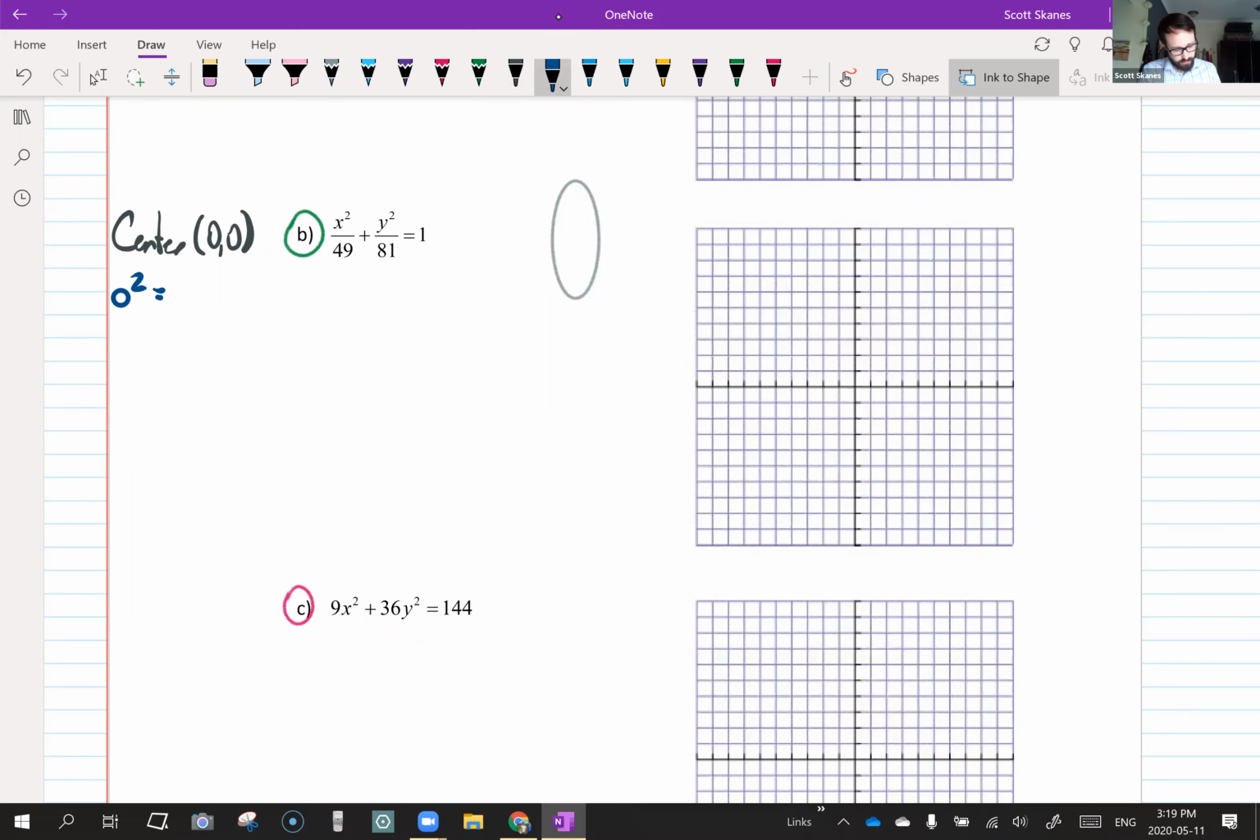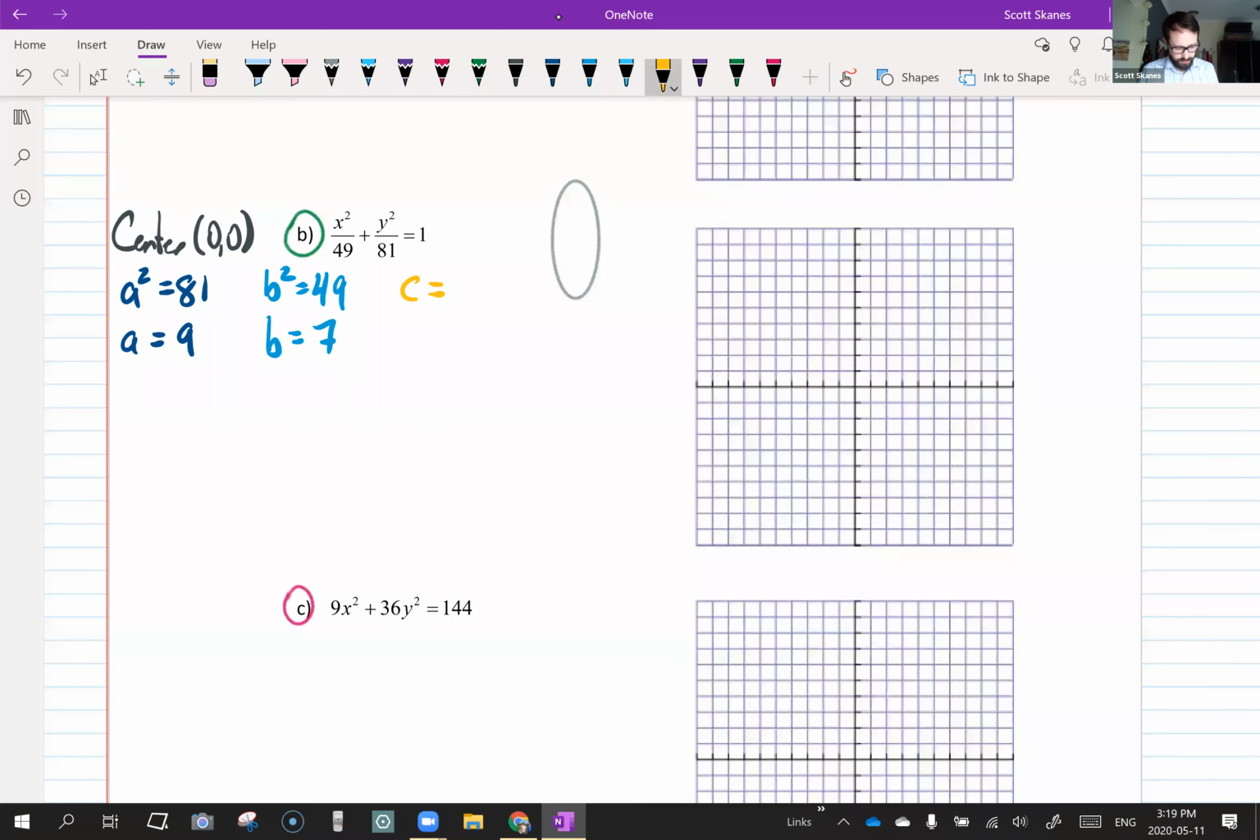A squared is 81. A is the bigger one, always, for ellipses. It means A is 9. Co-vertices, B squared is 49, the smaller one. What's the root of 49? It looks like a square number, so it is a square number. Yeah, 7, of course. C, foci.